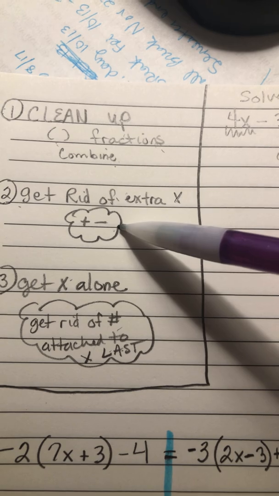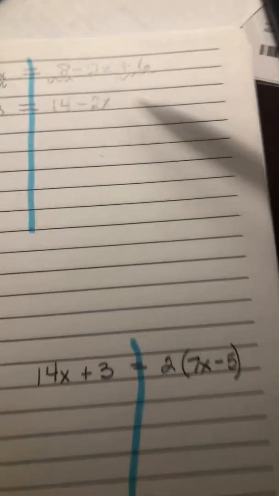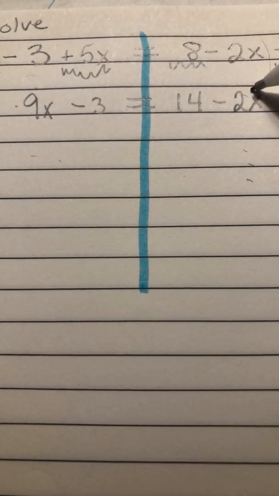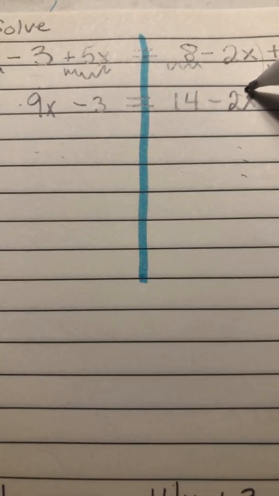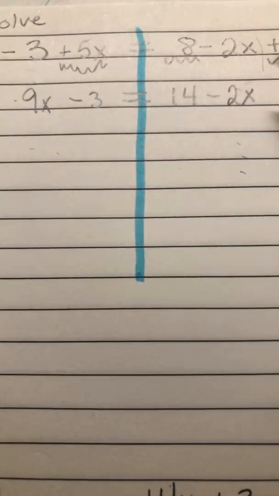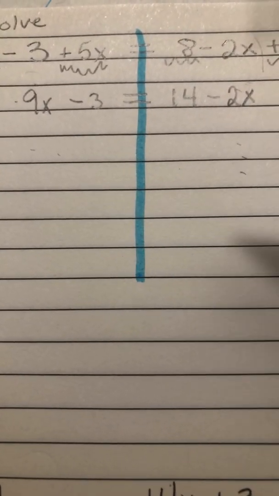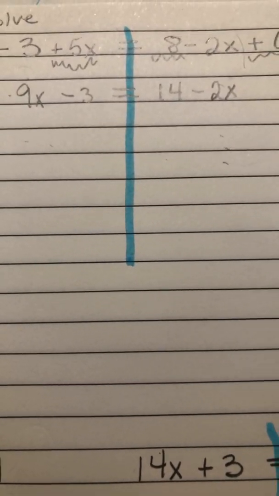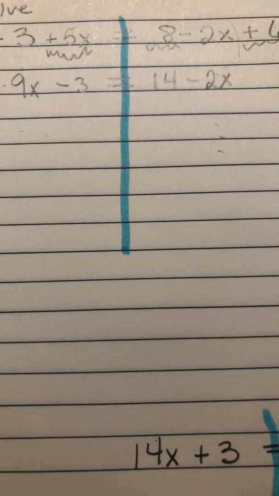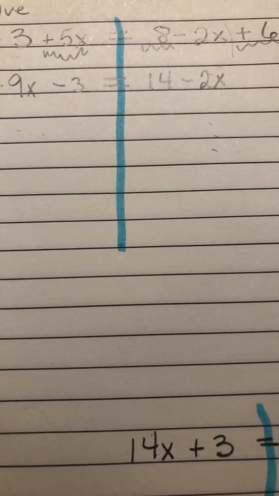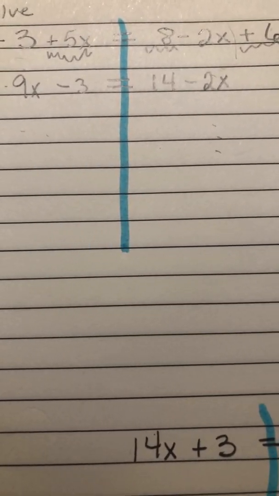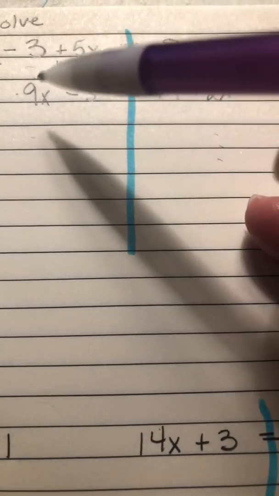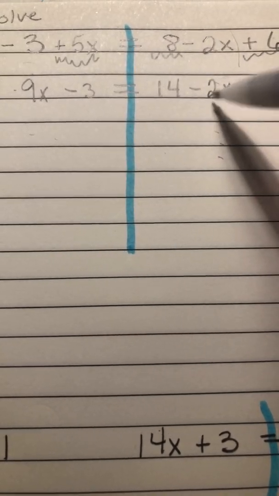Next, if we have more than one letter in the problem, let's get rid of one. So now we have a 9x over here, and we have a negative 2x over here. So we do have more than one letter in the problem. It doesn't matter which one you get rid of. Just pick one and do it. It will come out right either way. I like to get rid of the smallest one. The reason I like to do that is because I don't like to work with negative numbers much, and that will help eliminate some of that. So since negative 2 is smaller than positive 9, I'm going to get rid of this one first.